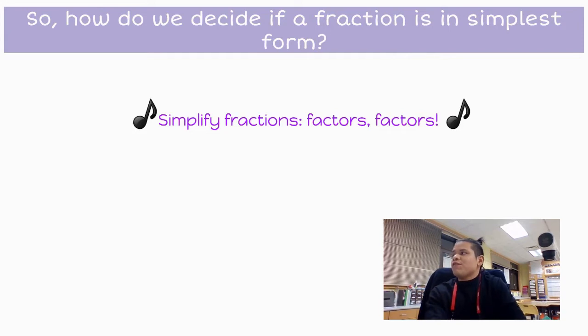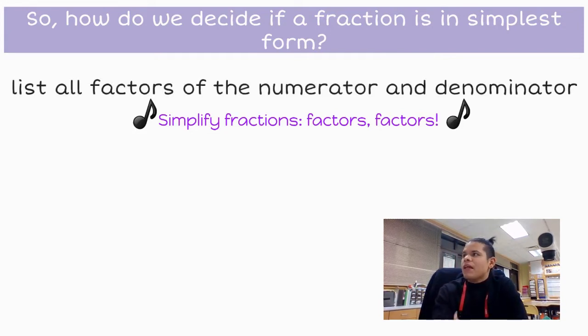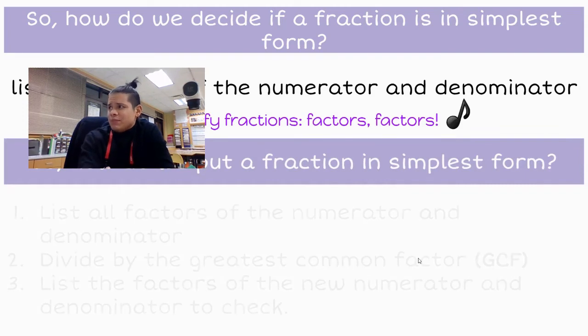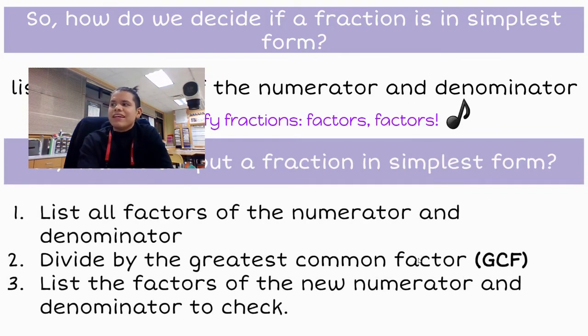So how do we decide if a fraction is in simplest form? Now would be a great time to take notes. List all the factors of the numerator and denominator. So how do we put a fraction in simplest form? Number 1, list all the factors of the numerator and denominator. 2, divide by the greatest common factor. Ooh, hopefully you remember that. And number 3, list the factors of the new numerator and denominator to check. Again, now would be a great time to pause the video and take notes.